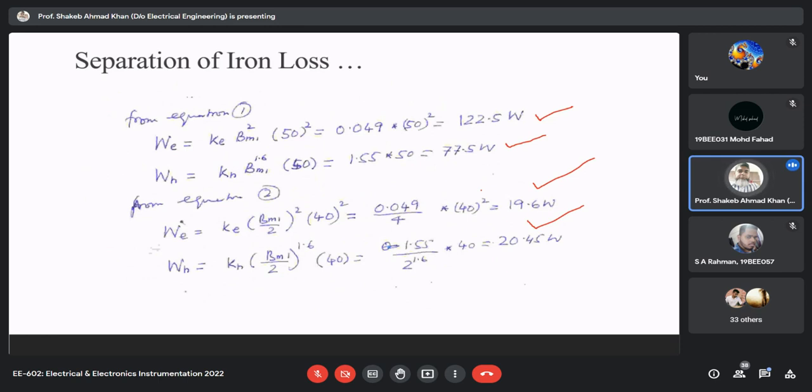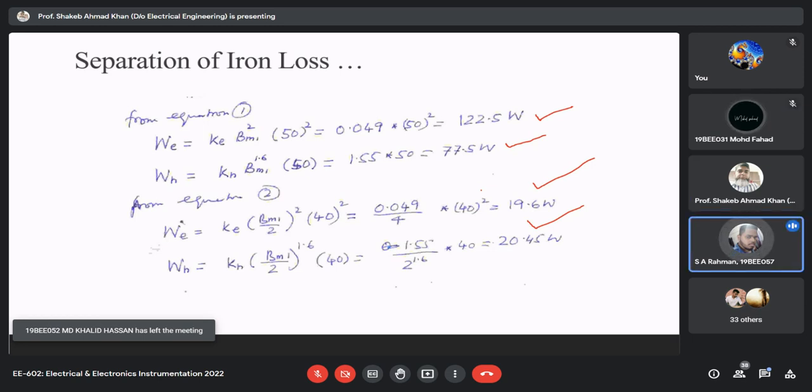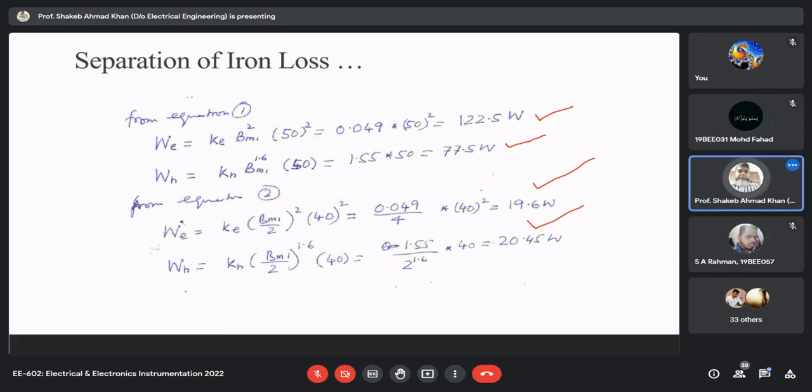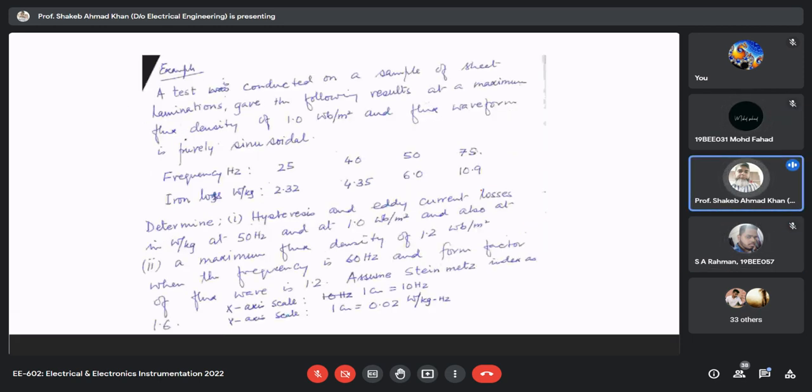If anybody has any question regarding this example, you can ask, please. Does anyone have a question now? No? Should I move on? Yes, sir. No question.